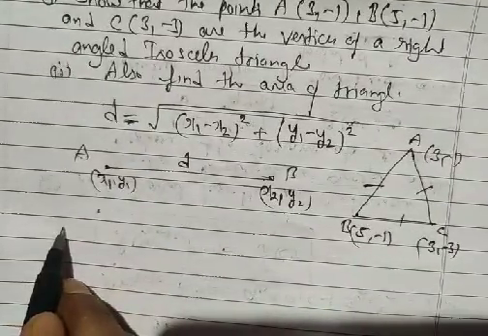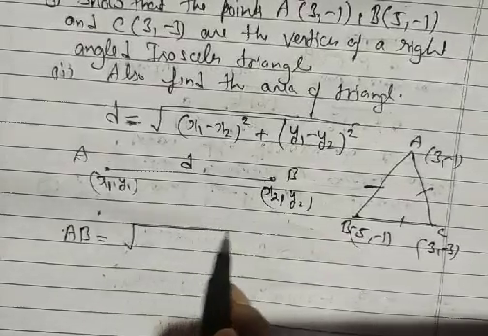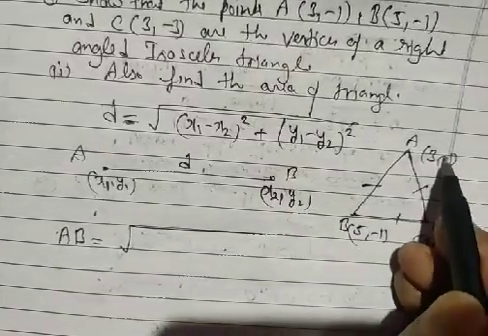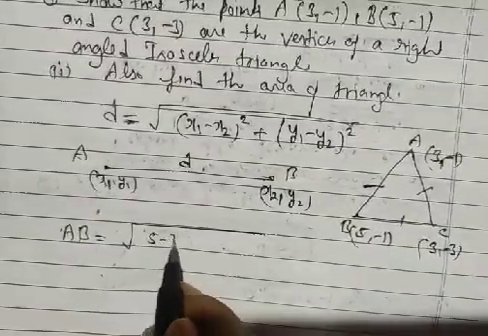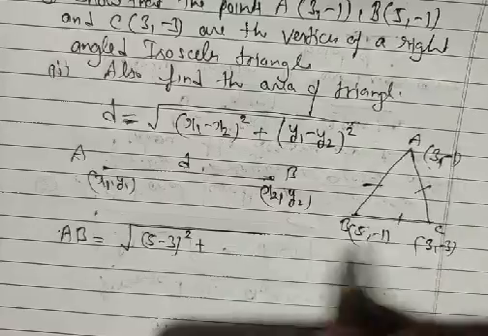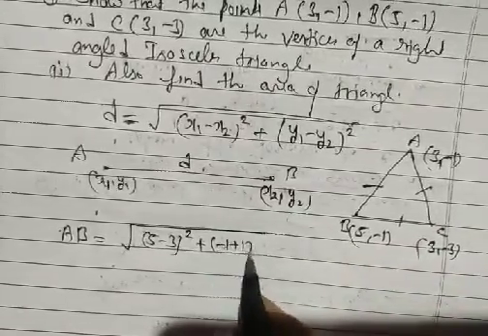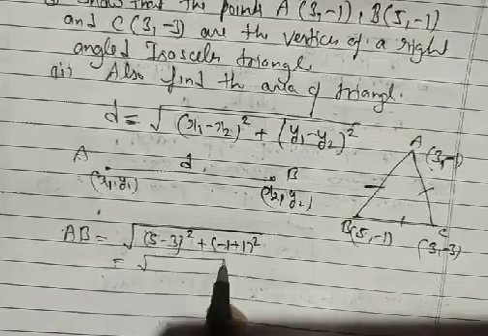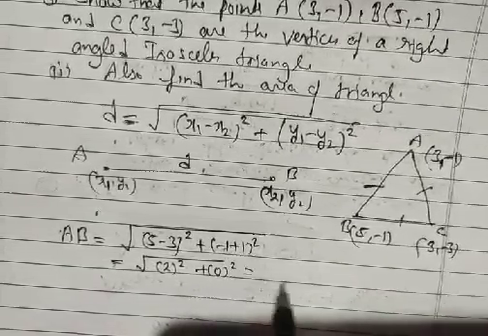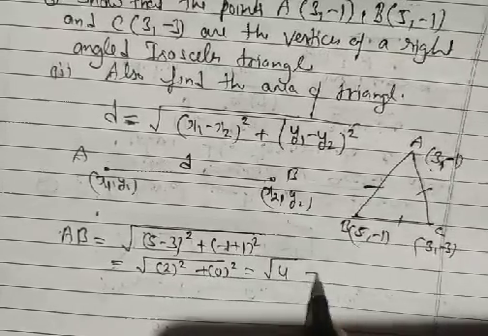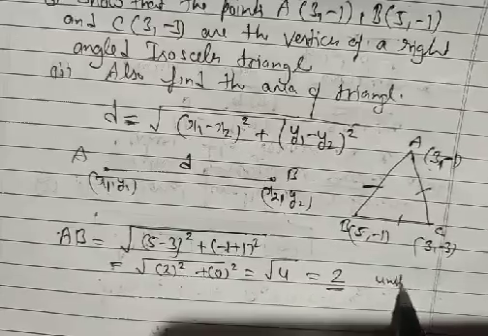First of all we are going to find AB. How do we get AB? AB is the square root of (5 minus 3) whole square plus (-1 minus (-1)) whole square. Then we get 5 minus 3 equals 2 and here we get 0. Then 2 square is 4, taking the square root we get 2. Our AB is 2 units.